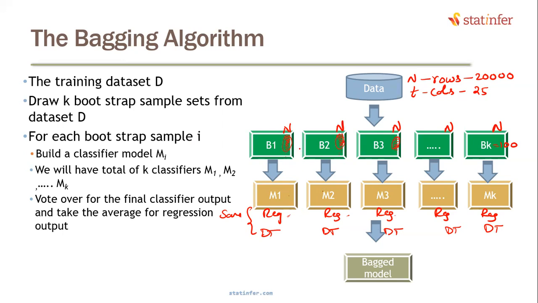This model is focusing on a particular part of the data, particular part of the features, particular part of the patterns. Here we are focusing on particular patterns. So the model will be slightly different in the sense of the parameters, or if it is a decision tree, the rules will be different from model to model. That is the bagging algorithm.